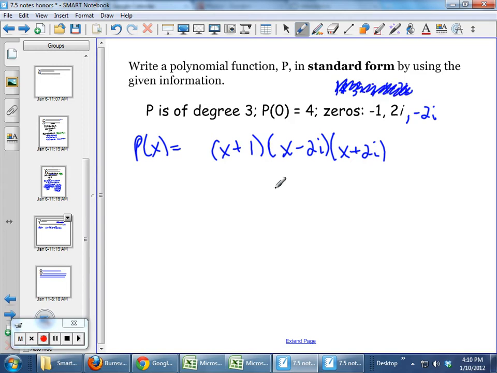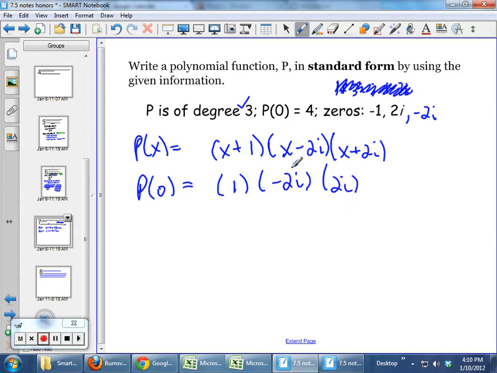Okay, so this is going to be degree 3 because it's x, x, and x. So degree 3, that's good. P of 0, is that going to be 4? Well, I'm not 100% sure. Let's try it. So P of 0 would be 1 times minus 2i and then 2i.